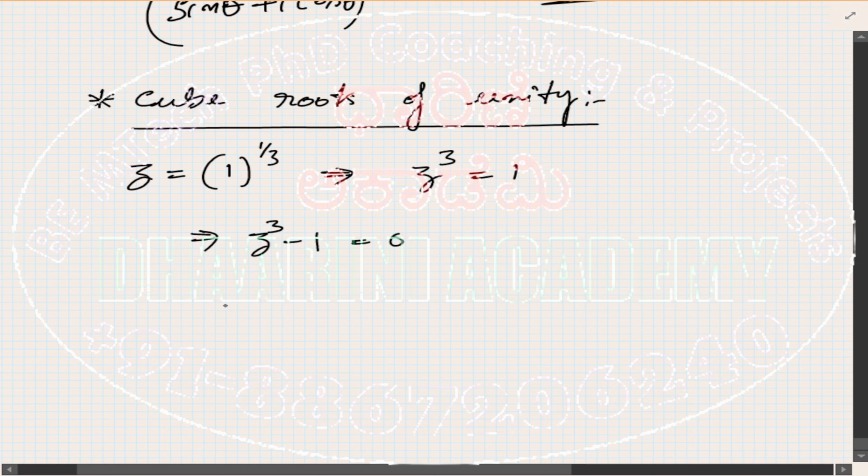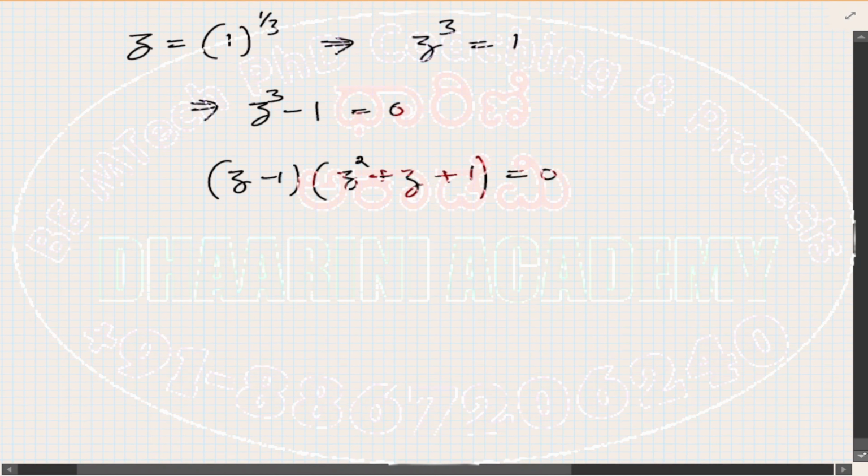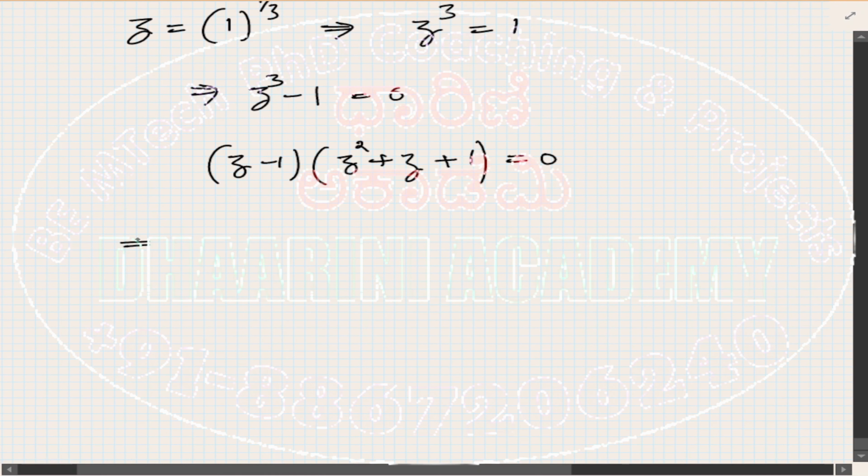Okay, this can be factorized. z minus 1 into z squared plus z plus 1 equal to 0. So z cube minus 1 equal to 0, now factorize. Okay, so this means either the first term equal to 0 or the second term equal to 0. So this implies z minus 1 equal to 0 or z square plus z plus 1 is equal to 0.